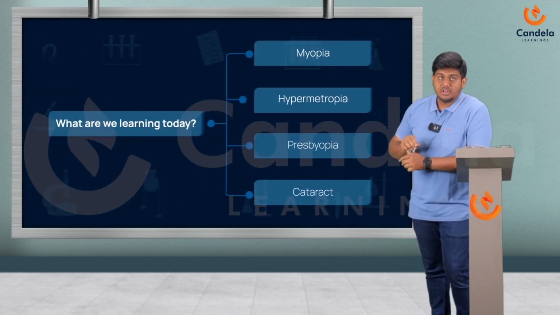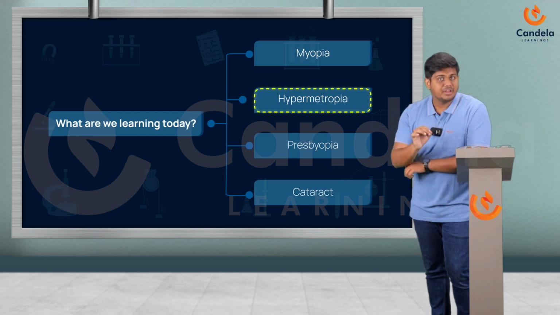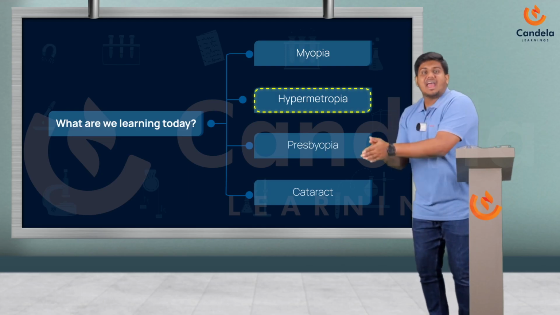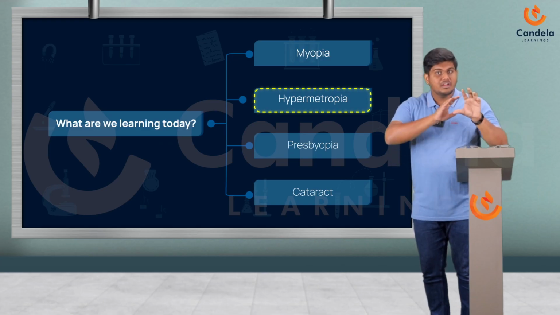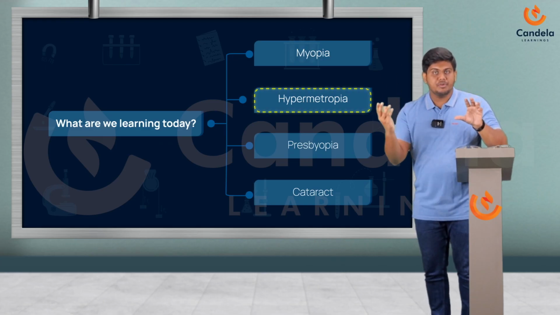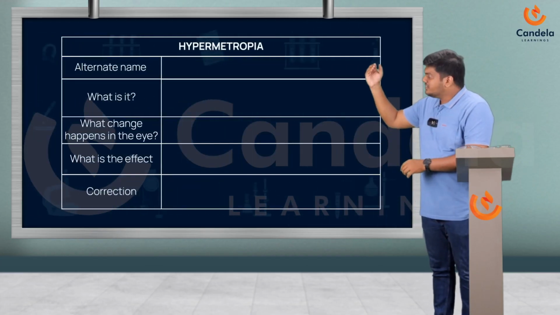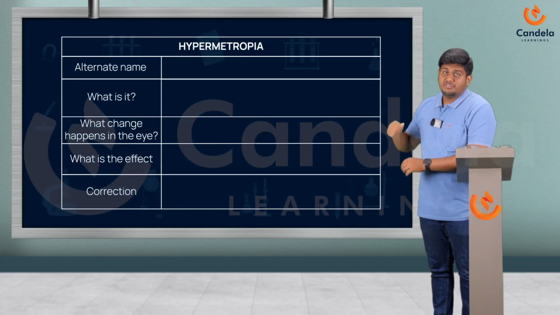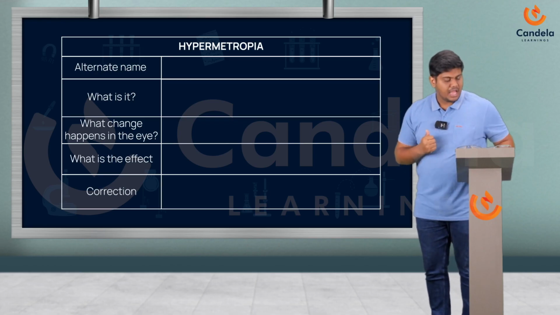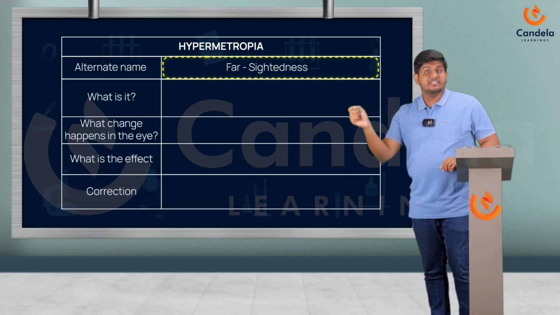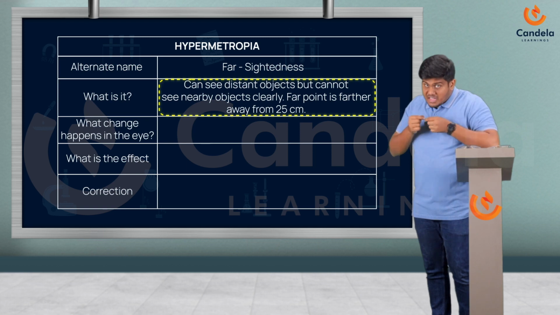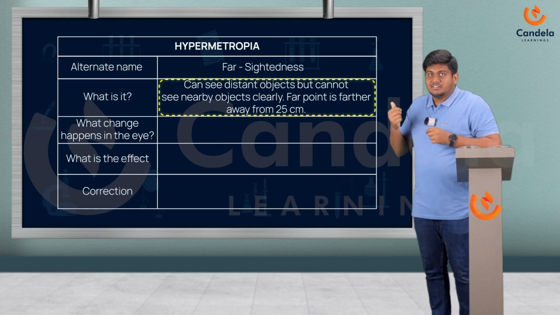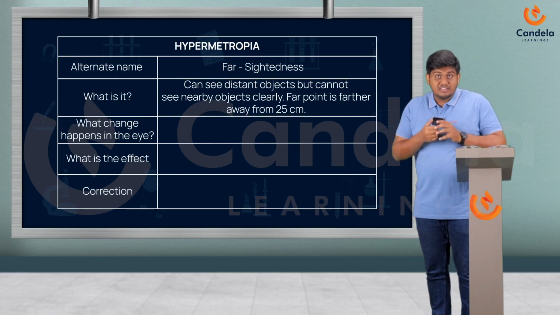The next topic that we'll focus on now is hypermetropia. An easy way to remember hypermetropia is, it is the exact opposite of myopia. So everything you learned in myopia, do the opposite of it, and you'll get hypermetropia. We will look at the same questions that we looked at for myopia. First, what is the alternate name or the common name? It is far-sightedness: the ability to see faraway objects but difficulty in seeing nearby objects. And this name itself tells you what it is.